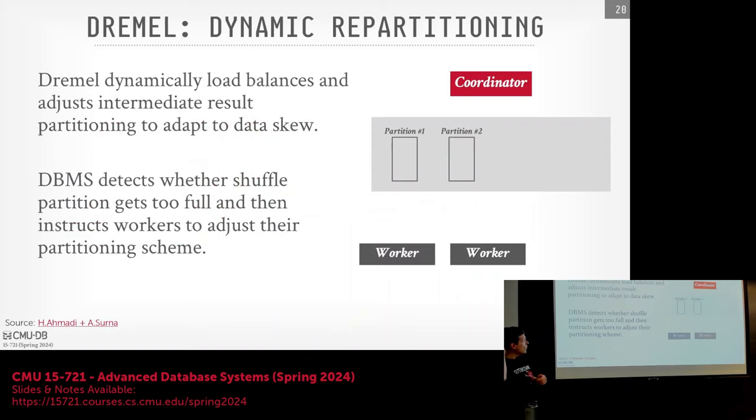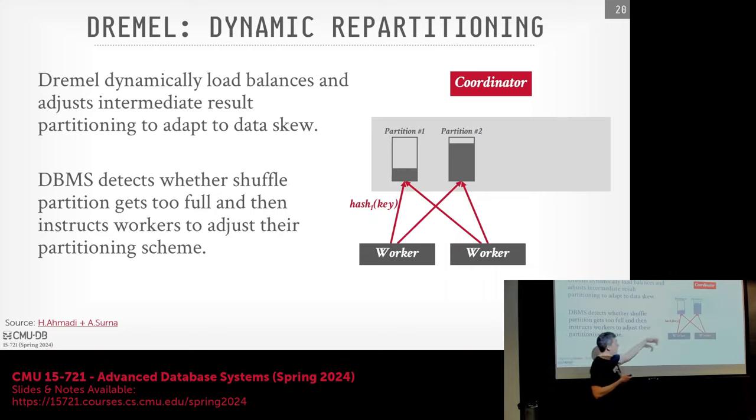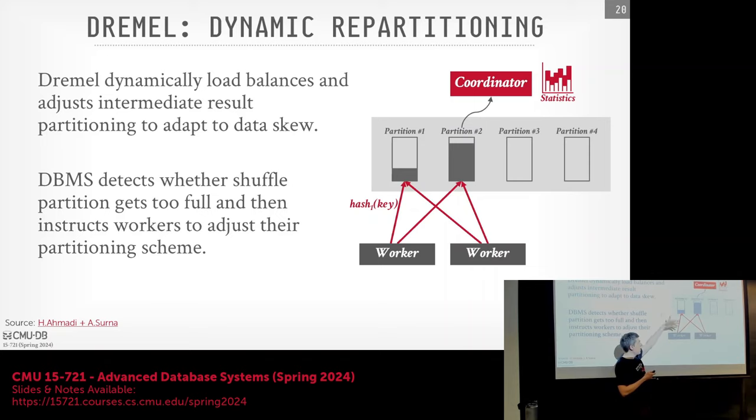The other choice is to do dynamic partitioning. So say that I'm scanning my data, right? And say again, for whatever reason, partition two is much larger than I anticipated. So this thing's going to spill to disk, and that's going to be slow. So what I can do is, as I'm running, I'm passing statistics to the coordinator. And then I can say, OK, let me create two new partitions.